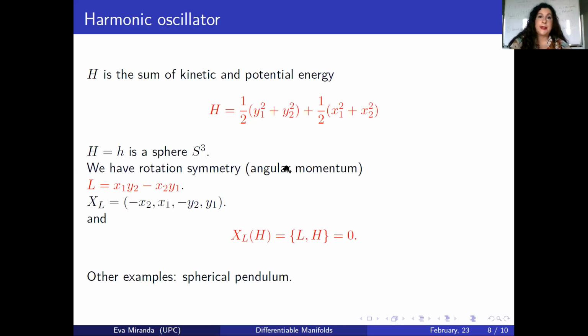The interesting thing about this equation is that if you put H equal to constant, this happens in dimension 4. This is a 3-sphere. In particular, a 3-sphere has a lot of symmetries because you can rotate this 3-sphere. That's the reason why the angular momentum, which is given by this function, because of this rotation symmetry of the sphere, is a good candidate to Poisson commute with H. This is the way to argue this.